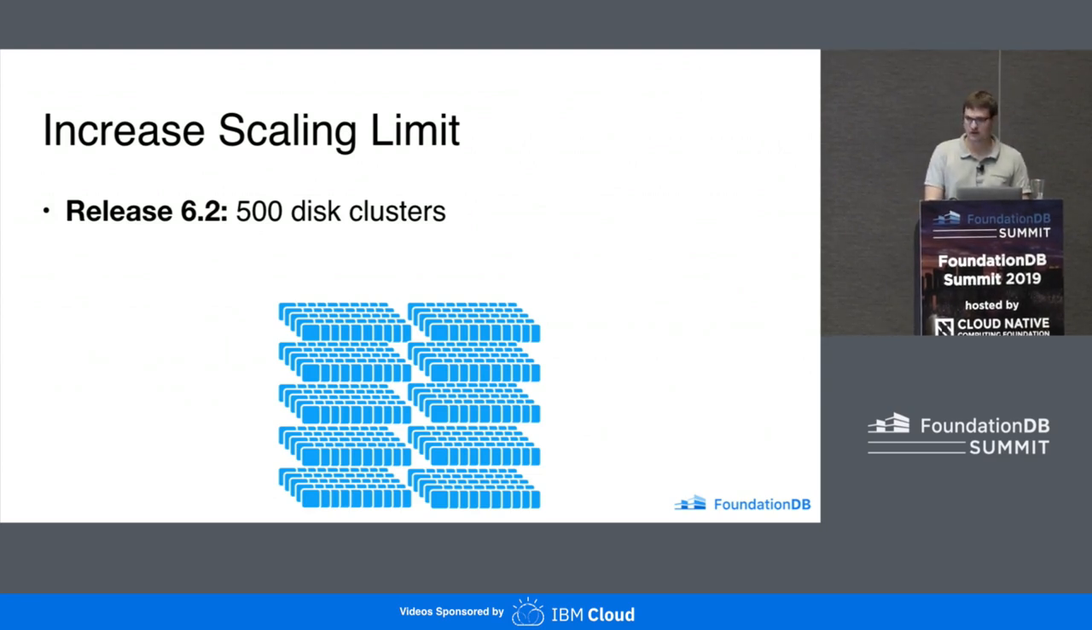The other scaling limit is related to the cluster controller, which is basically owning the membership of all the processes in the cluster. So when you start up a new FDB server instance, it's going to join the cluster controller and the cluster controller is going to tell it, you do that job. You're a storage server, you're a transaction server. And so that cluster controller could get overloaded with CPU. So we've done a number of different improvements to reduce the amount of CPU load on that cluster controller, which has allowed our scalability limit to go a lot higher.